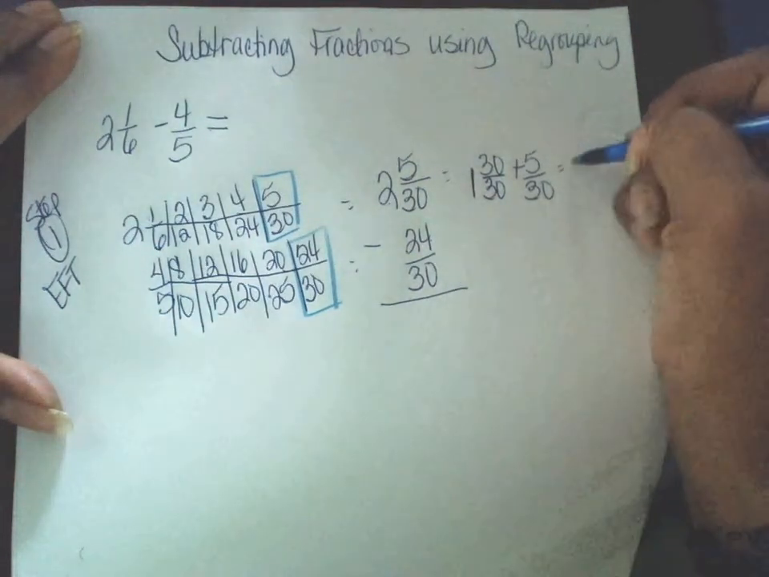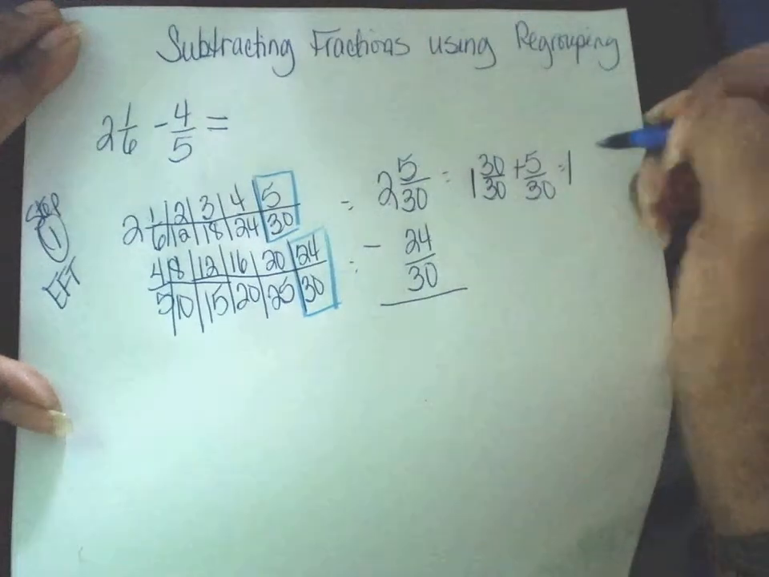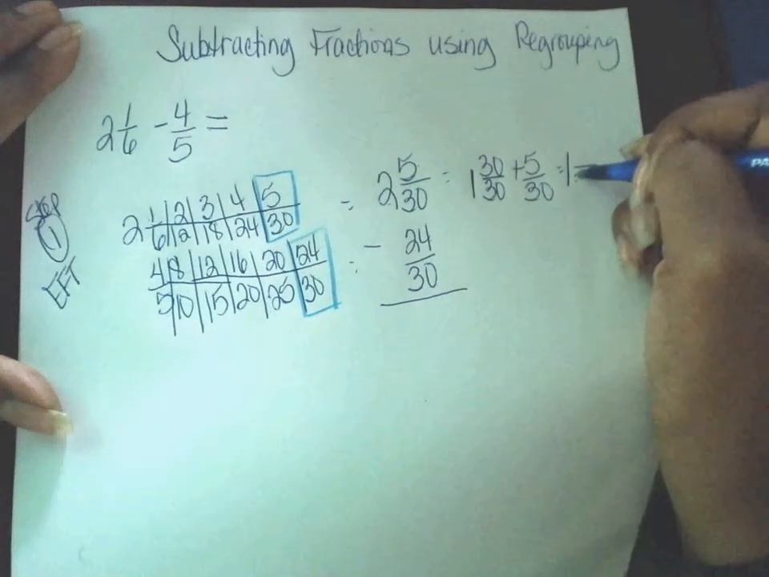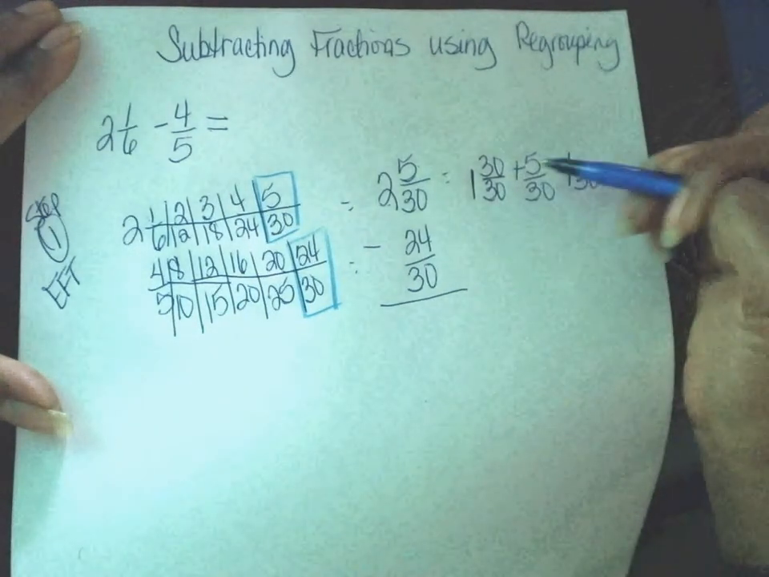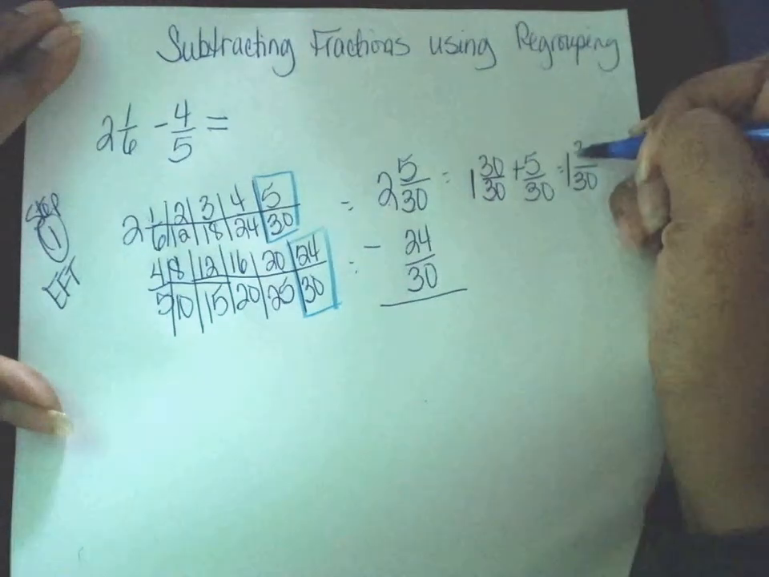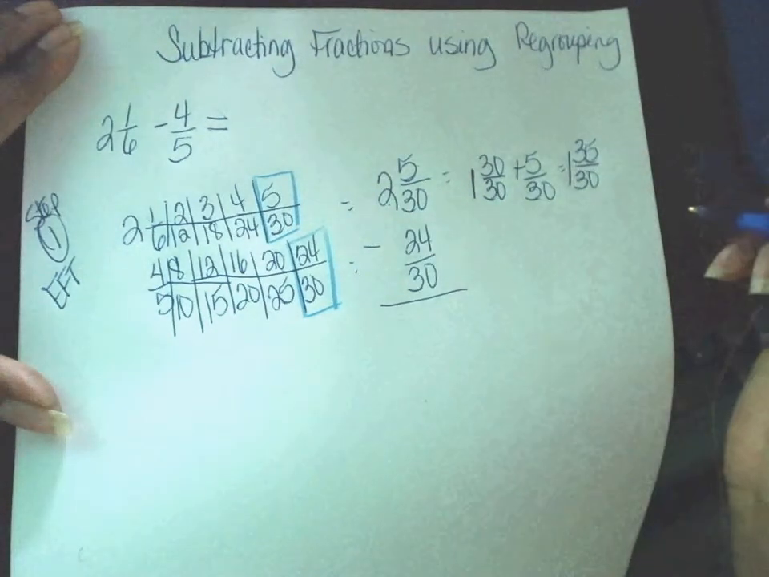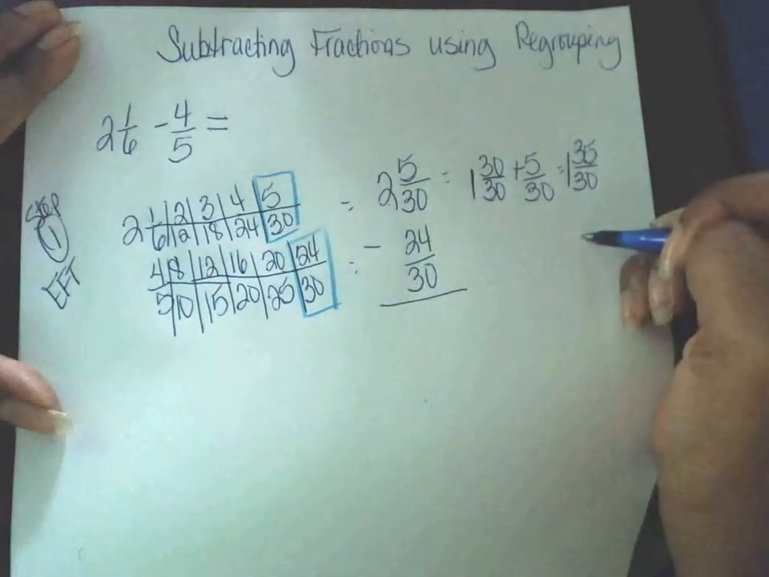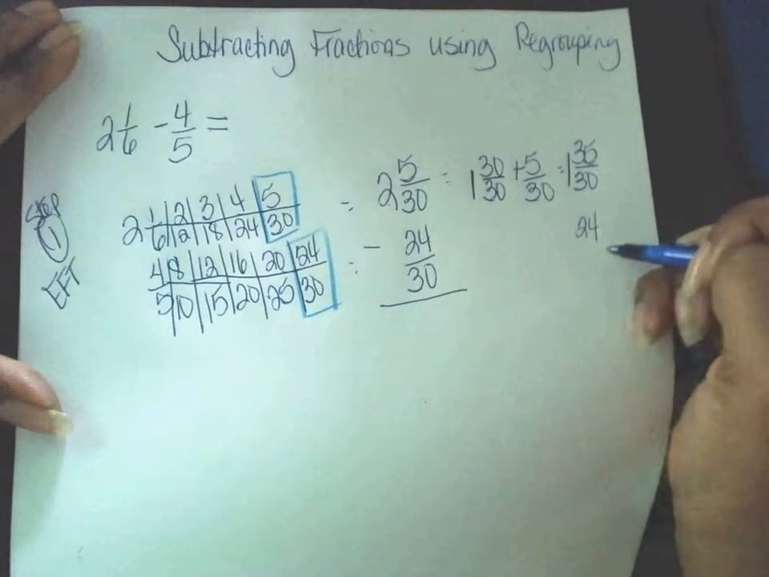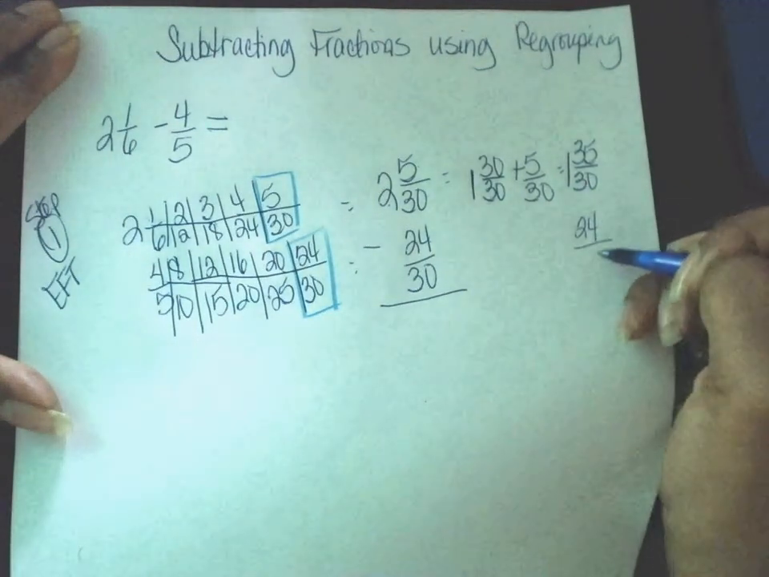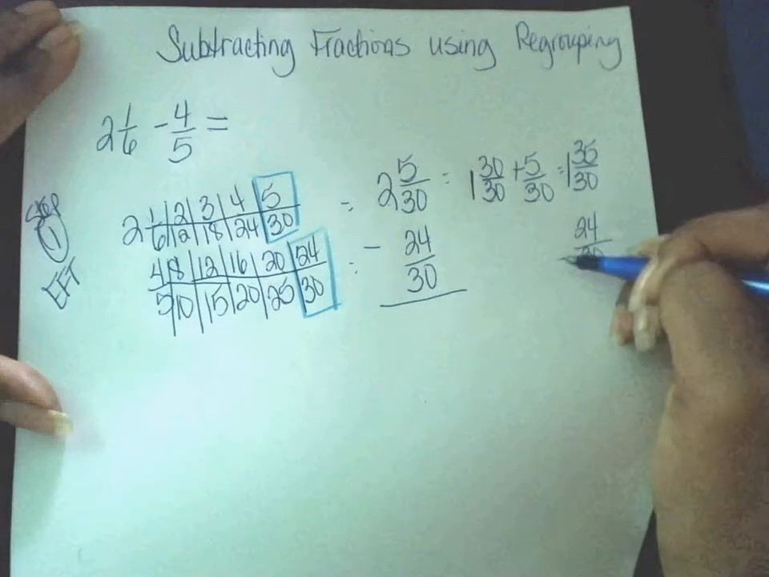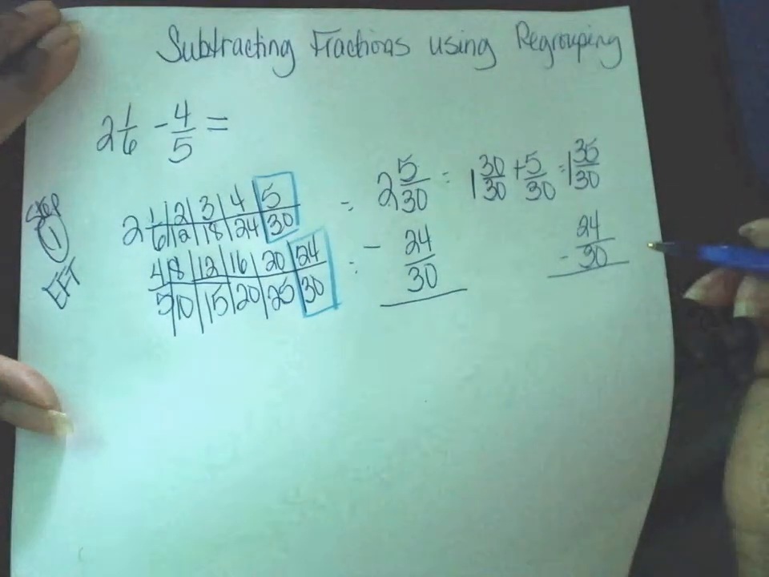Nothing has changed at the bottom, but I do have my 1 whole number. My denominator, what? Stays the same. And then 30 plus 5? 35. Okay. Now, do I have enough at the top to subtract? Yes, I have enough at the top to subtract. So my 24/30 is at the bottom.